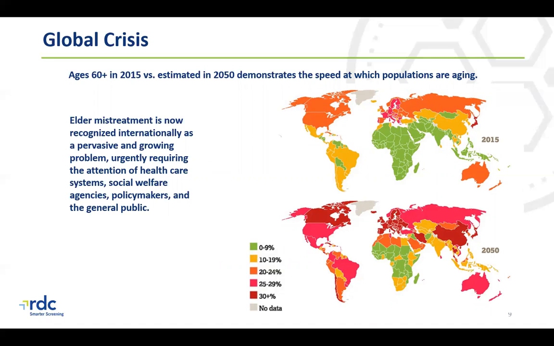Now that we have defined elder fraud and know that it is a rising trend, we can look at where and why these incidents are occurring. Elder fraud is a global crisis, and this has been recognized by both national and international legislations. The world map on the screen shows the comparison of the population density of elderly individuals in 2015 to the projection of it in 2050, where a dark red denotes the highest density. As you can see, the elderly population is significantly higher in 2050 than in 2015.